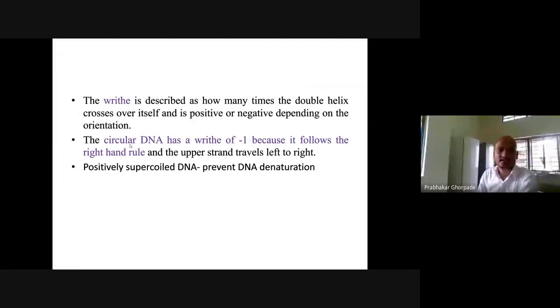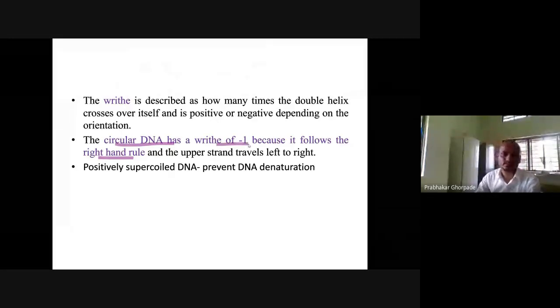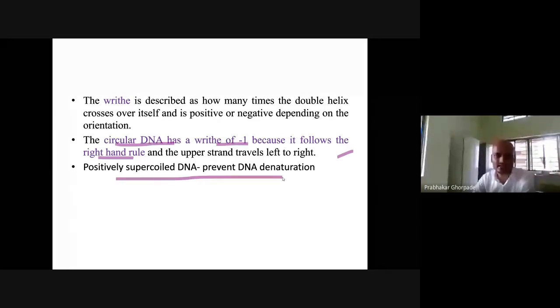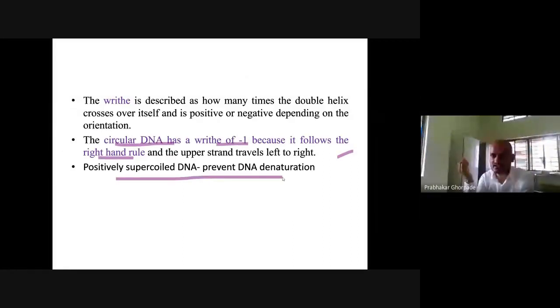Circular DNA has a writhe of -1 because it follows the right-hand rule. So circular DNA has a writhe of -1, and the upper strand travels left to right like this. Positively supercoiled DNA prevents DNA denaturation. So this DNA is twisting and turning, so writhe and twist are important. If DNA is positively supercoiled, it prevents DNA denaturation. Sometimes some organisms live in very hot water.